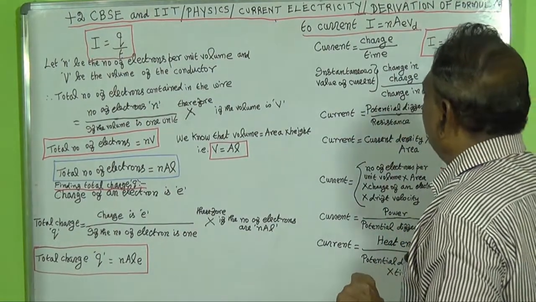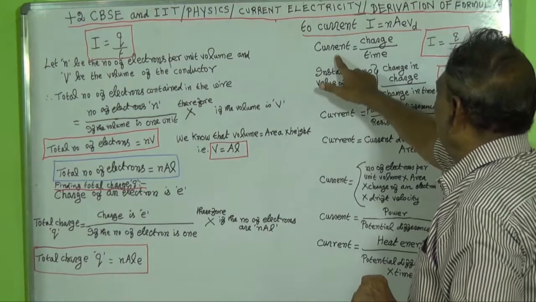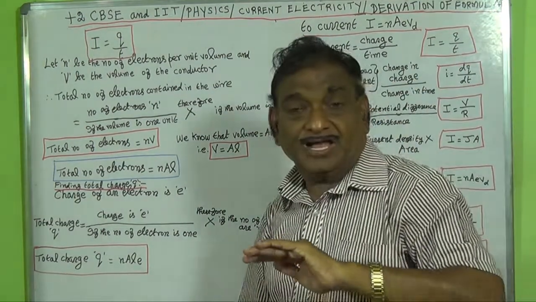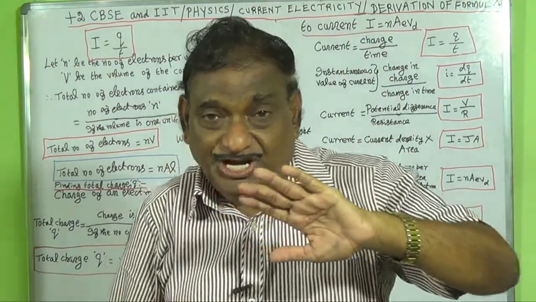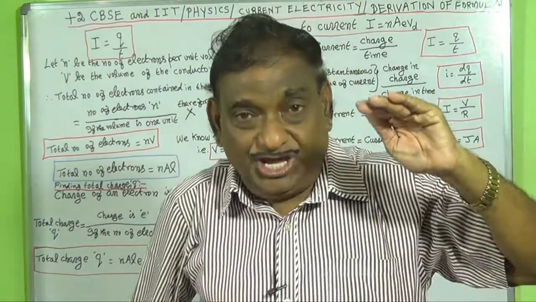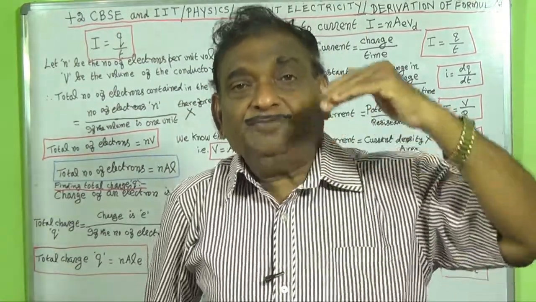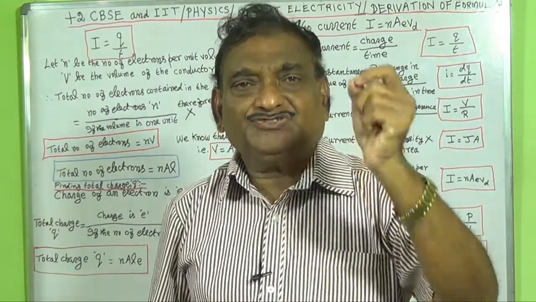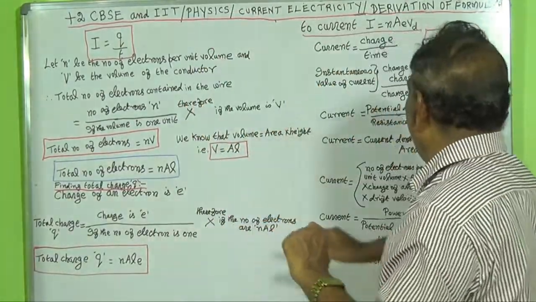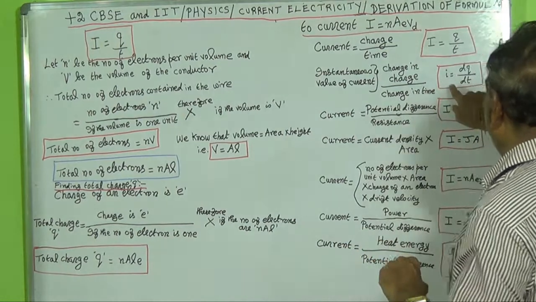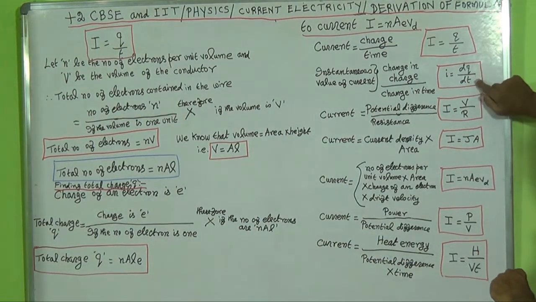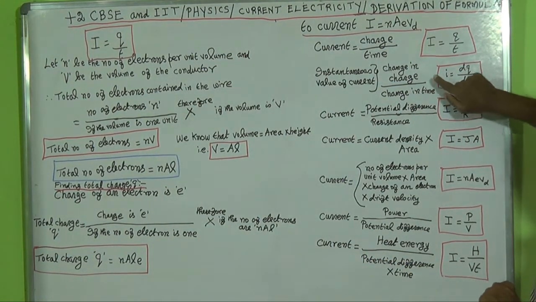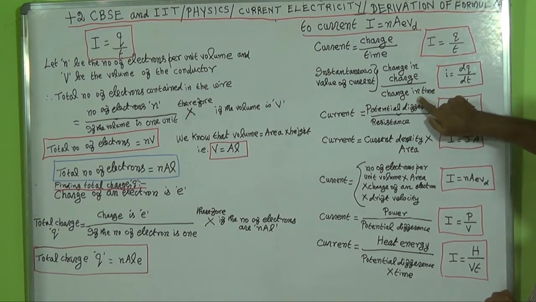Then this is the steady current, that is capital I. The current is not always steady. It will change when the time is changed, so the instantaneous value of the current, that is small i equal to dq by dt, that is change in charge by change in time.